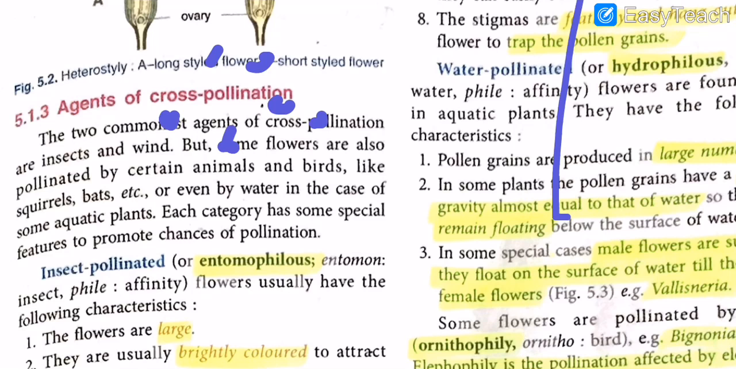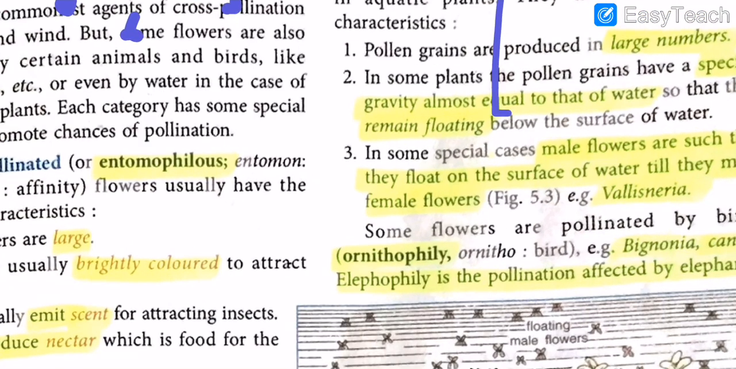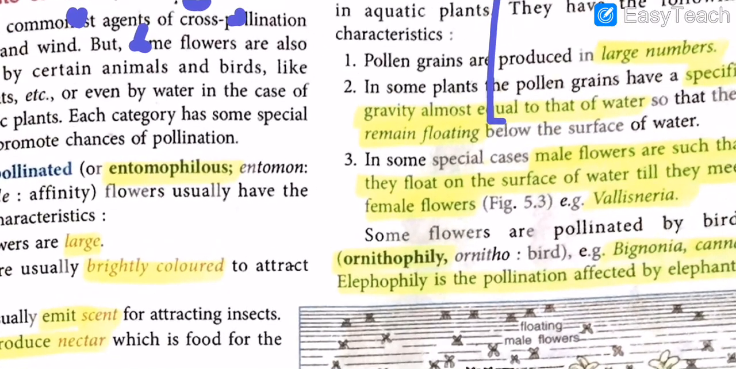Now, in some special cases, male flowers are such that they float on the surface of the water till they meet the female flowers. Such cases are Vallisneria, and some flowers are pollinated by birds, ornithophily, begonia, canna. It is the pollination affected by elephants as well. So you have all kinds of pollination, right? Now, one example over here I'd like to show all of you.